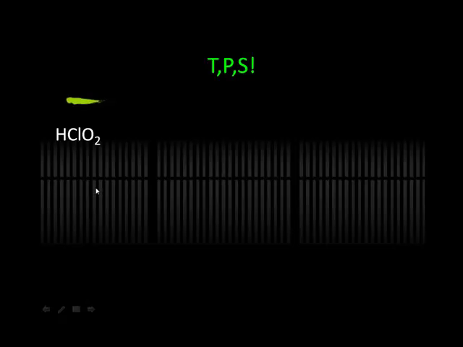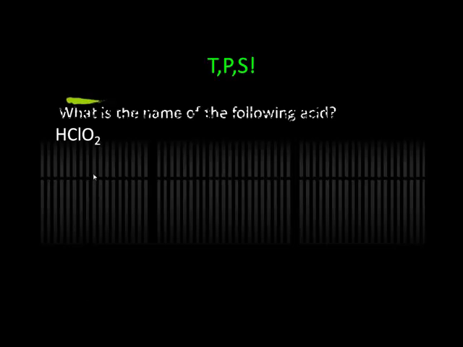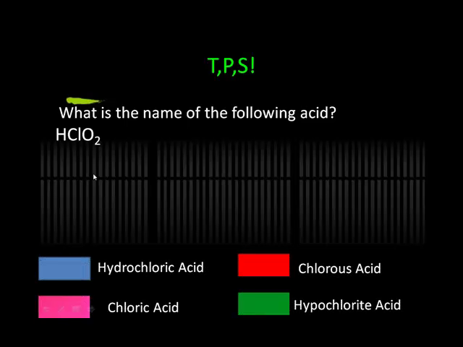HClO2. If you look up ClO2 on the back of your periodic table, you'll find it is chlorite. ITE. Bite me becomes bite us. ITE on bite us. So which of these do you think it's going to be? That's right, chlorous acid.